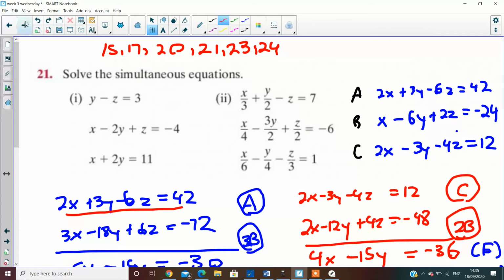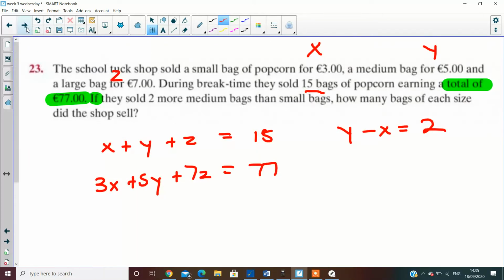Come on, David. Now, we did 21. 23, we partially started yesterday, didn't we? So, where did we get the formula x plus y plus z equals 15? Darren, where did I get that from?